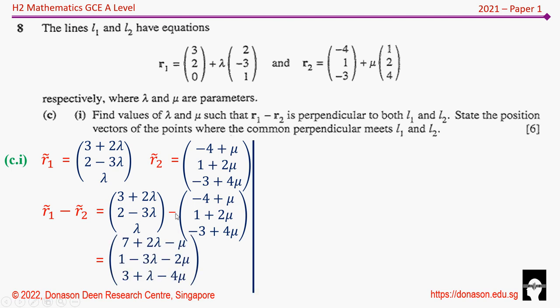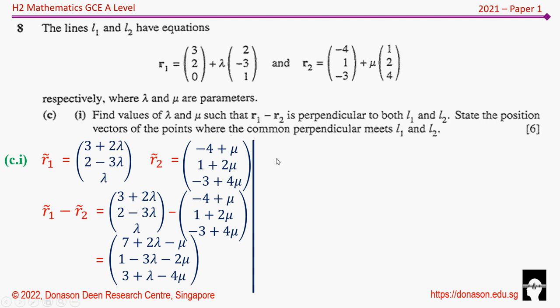So 3 minus minus 4, which is 7. Only the number changes. Of course, the 2 lambda is going to remain as it is, minus 3 lambda remains as it is, plus lambda remains as it is. Only for the mu parts, because of the minus sign, it's going to carry the opposite sign. So plus mu becomes a minus mu, plus 2 mu became a minus 2 mu, and plus 4 mu became a minus 4 mu. Then for the number, 3 minus minus 4 became a 7, 2 minus 1 became a 1, and minus minus 3 became a positive 3. So there we have R1 minus R2.